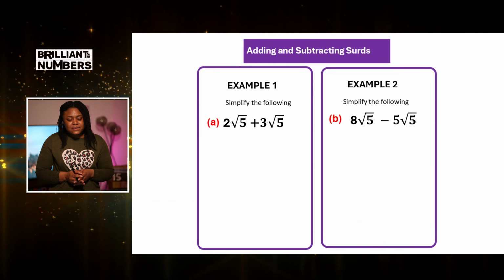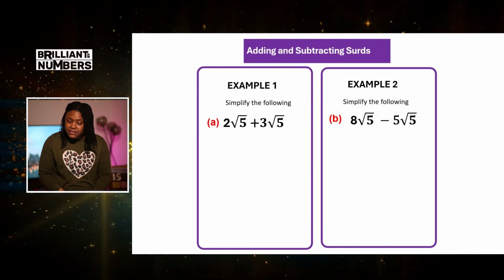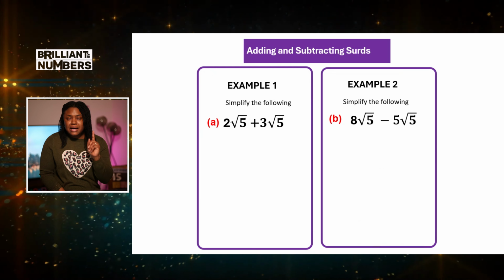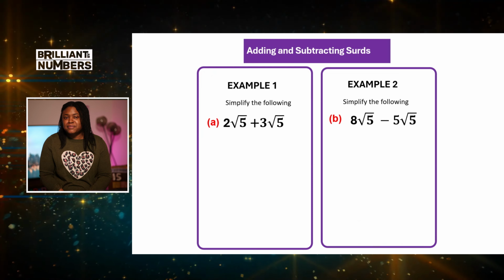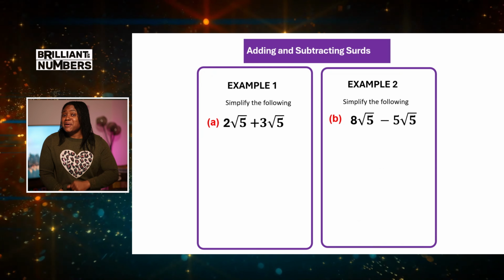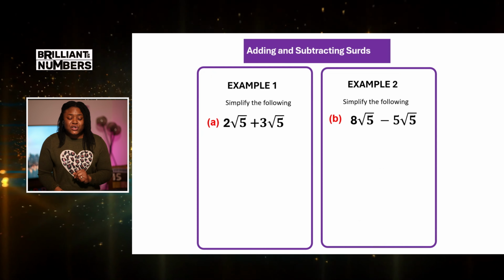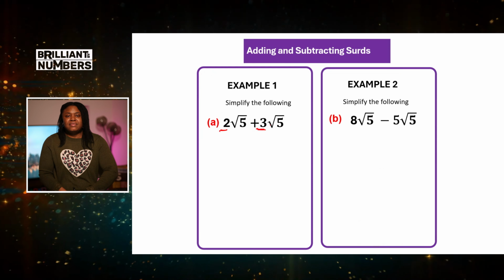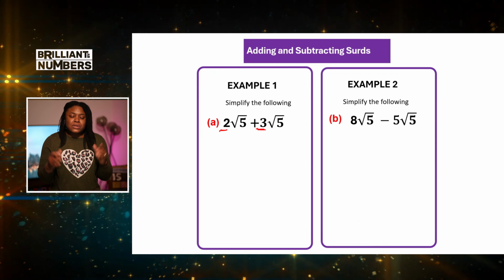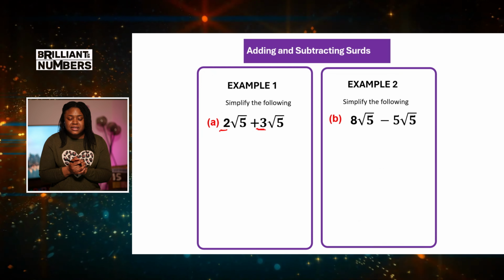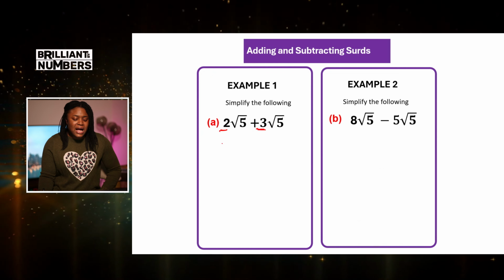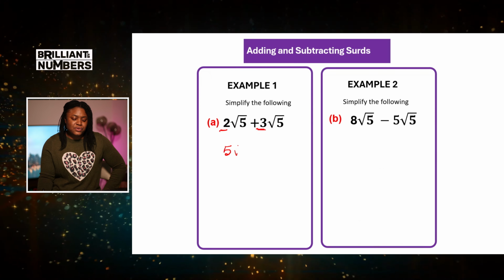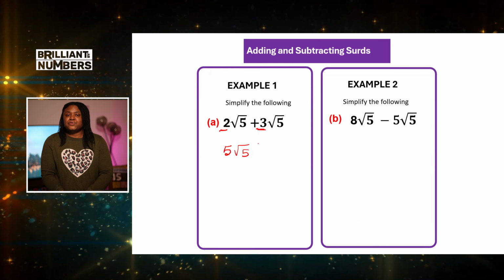I'm asked here to simplify 2 root 5 plus 3 root 5. The first observation here is that both of the roots are the same. Yes, that means these are compatible. So all I need to do is to collect the coefficients of the root, which is 2 and 3. So once I've added those together, I will simply keep root 5 as a part of my answer. So 2 add 3 is 5, and my common root is 5. So the answer is 5 root 5.